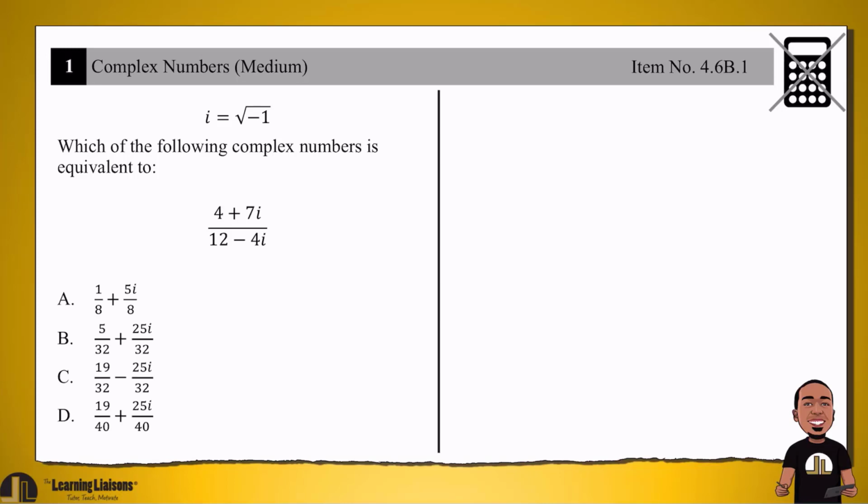Which of the following complex numbers is equivalent to the quotient of 4 plus 7i and 12 minus 4i?